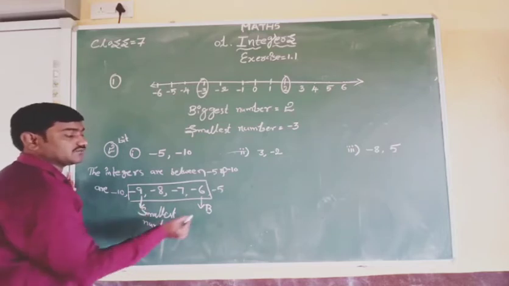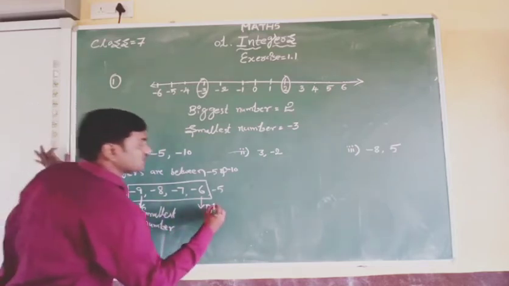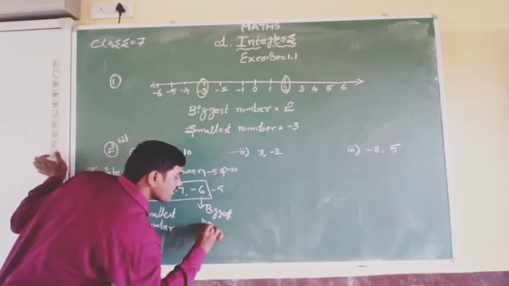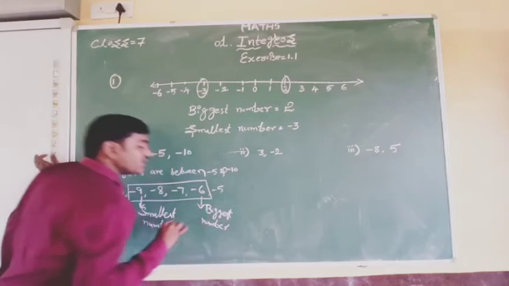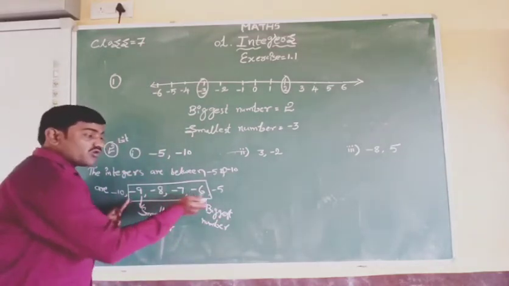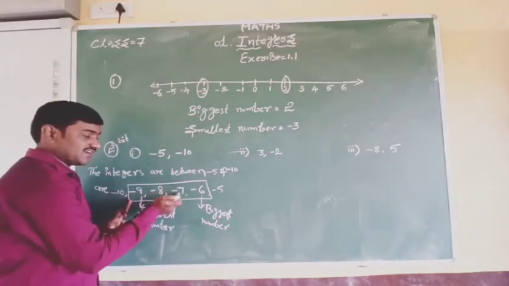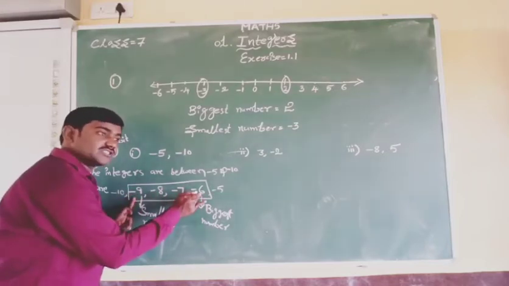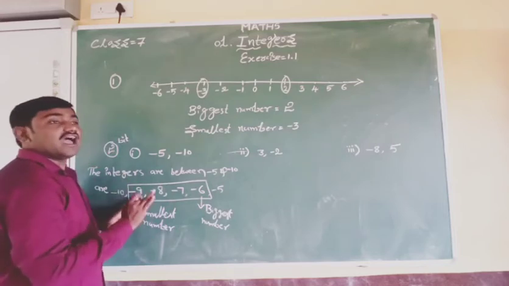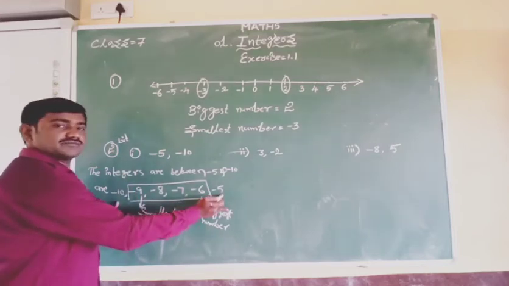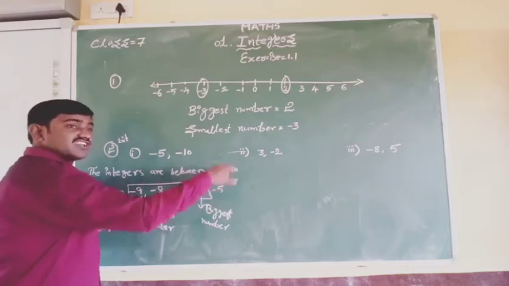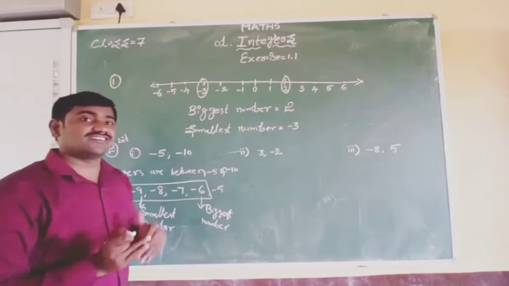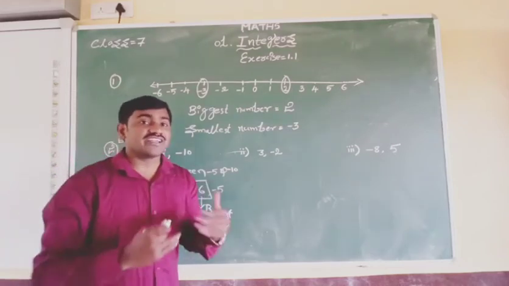Minus 9 is the smallest number, minus 6 is the biggest number. So if you consider only these four digits, minus 6, minus 7, minus 8, minus 9, in these four numbers, minus 6 is the biggest one, minus 9 is the smallest one. Or else if you consider all these numbers, then minus 5 is the biggest, minus 10 is the smallest number. Comparing the integers we have learned in the previous video, then only you can understand this.